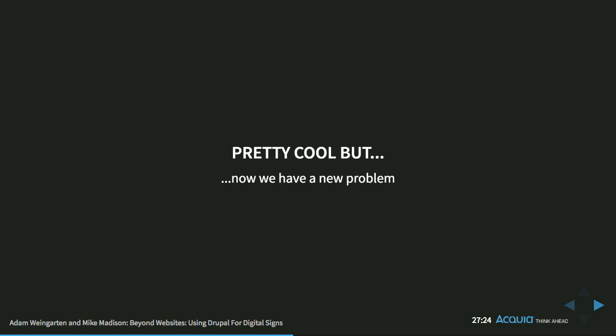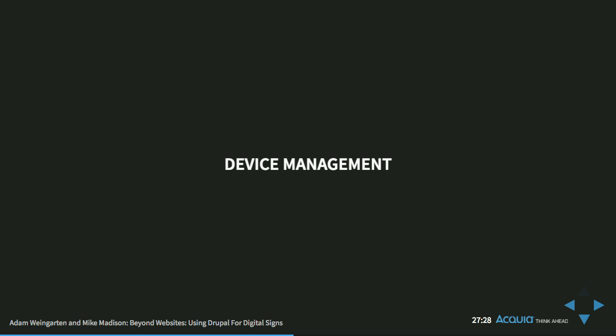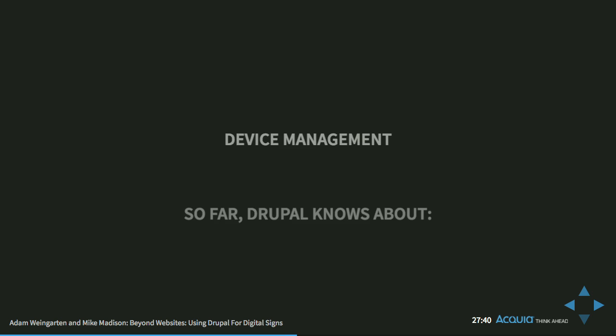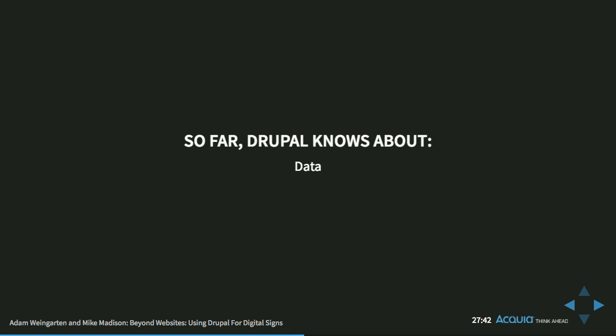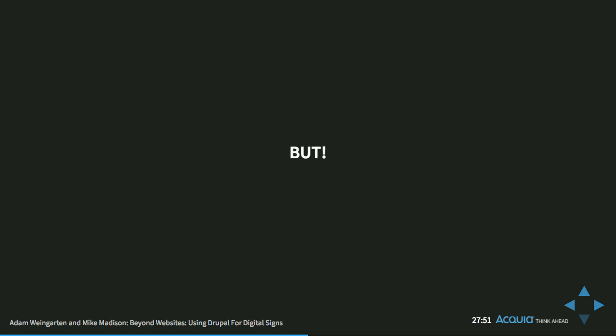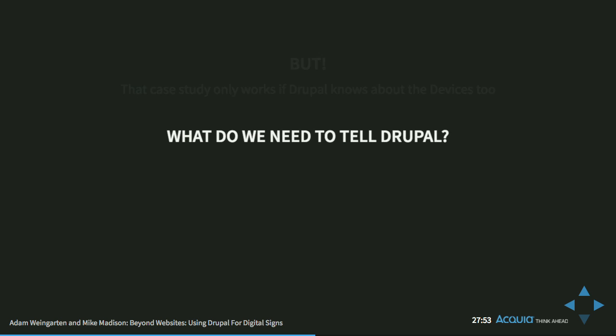The downside to this is we actually have a new problem. And that problem is that for this to work, Drupal actually doesn't just need a content model. Drupal also needs a device model. For Drupal to know which of those signs gets which of those messages, Drupal needs to know about all those signs. So in our content model so far, we've talked a lot about Drupal parsing and receiving the data. We've talked about actually setting up the content model itself. But we haven't really talked at all about what these devices can do or where they should go.